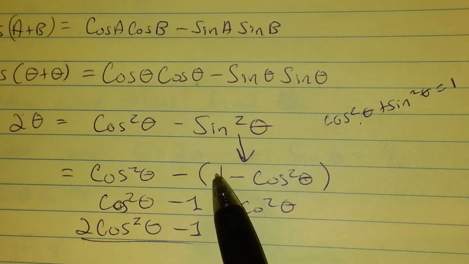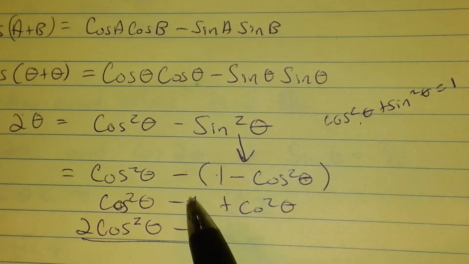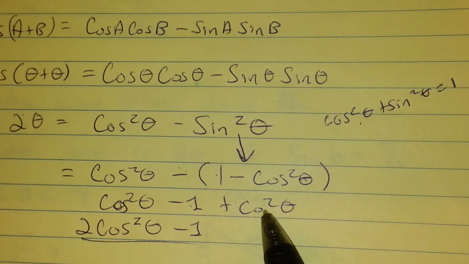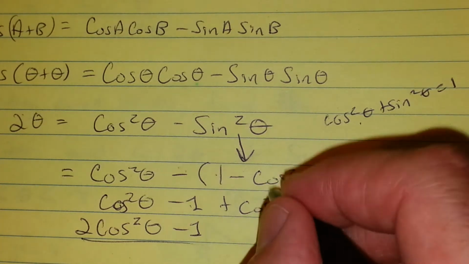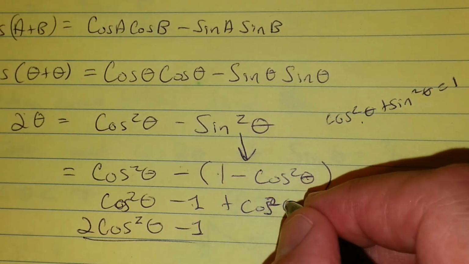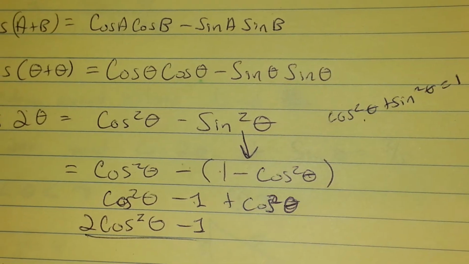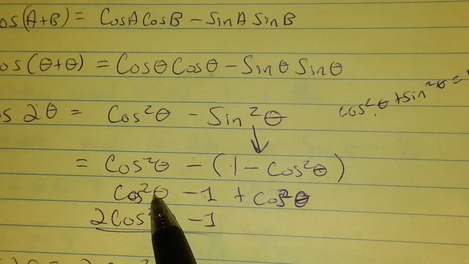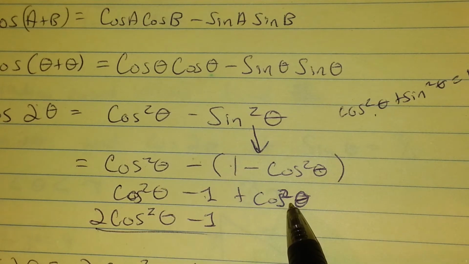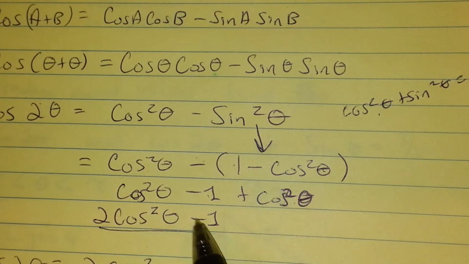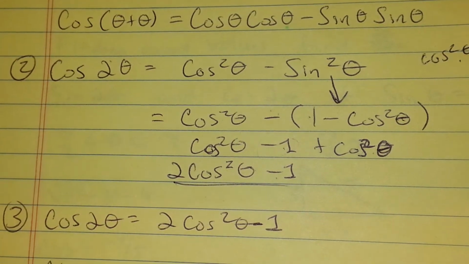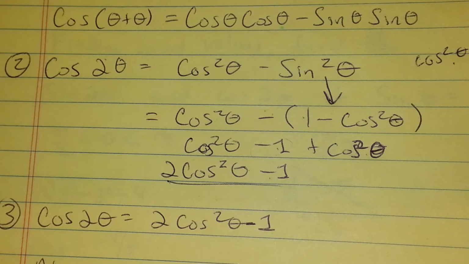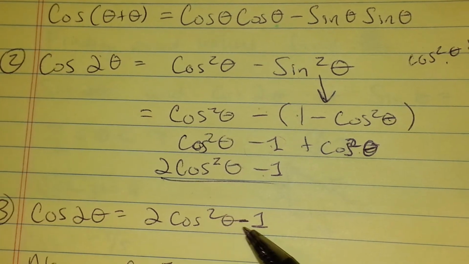Notice I have to distribute this minus, and a minus a negative ends up being a plus cosine squared theta. So here I've got a cosine squared theta and another positive cosine squared theta, 2 cosine squared theta, minus this 1 here. So there's our third double angle formula: cosine 2 theta equals 2 cosine squared theta minus 1.